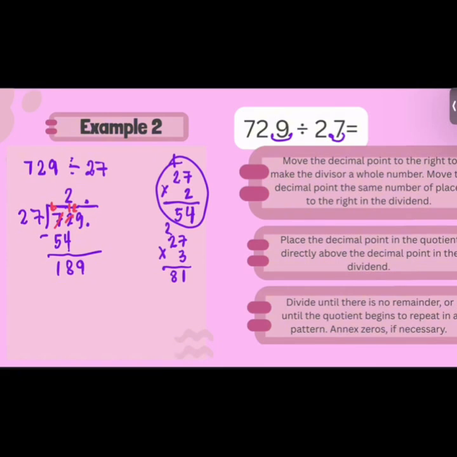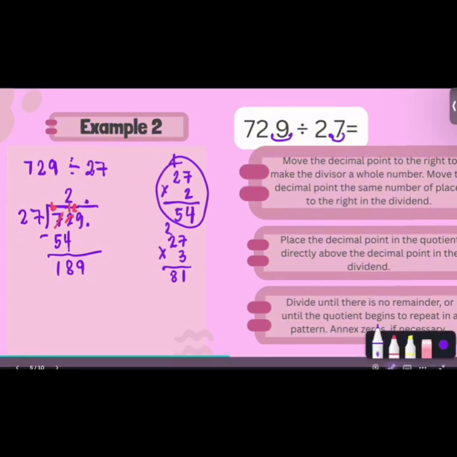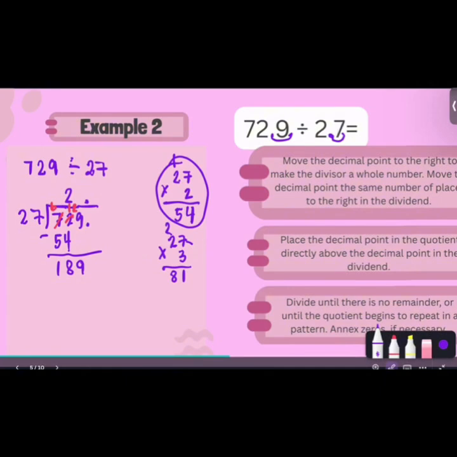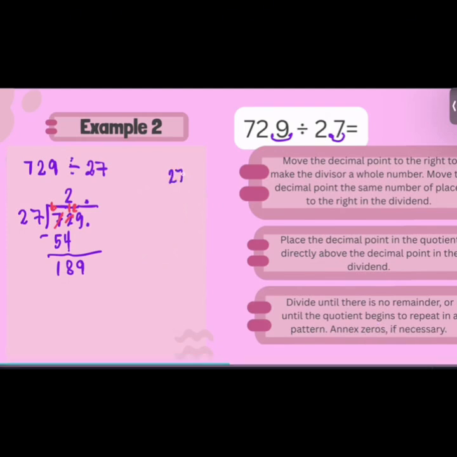So, hahanap tayo ng number na i-multiply natin kay 27. So, if 27 times 3 is 81, so we can proceed with 4. So, let's try to erase this. Now, let's proceed with 27 multiply kay 4. So, 4 times 7, that is 28. Then, carry up 2. Then, 4 times 2 is 8. Plus 2, that is 10. So, this is 108.